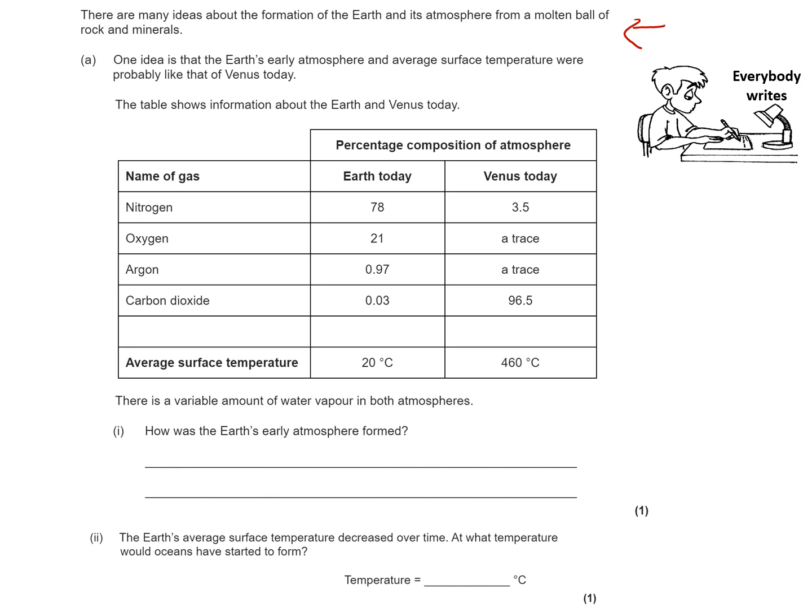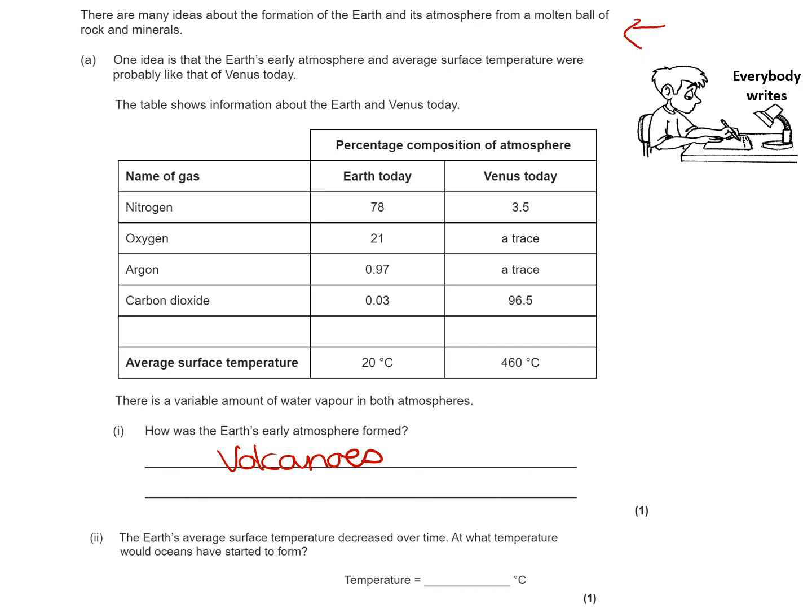How was the Earth's early atmosphere formed? You should now know that it's from volcanoes. And then the second part, the Earth's average surface temperature decreased over time. At what temperature would oceans have started to form? So this is actually checking your knowledge of some basic science and things that you should know.